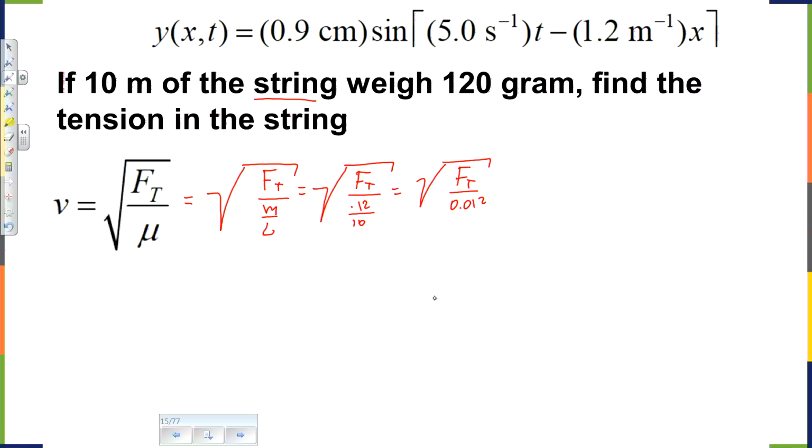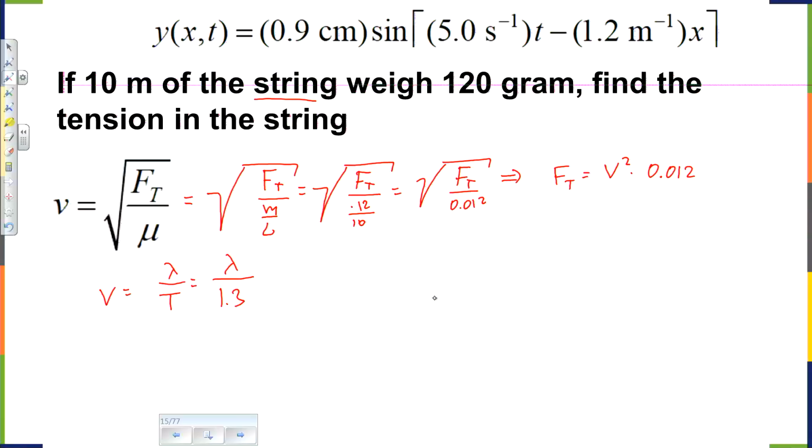0.012. So I guess we will have to solve it. So for the tension, that will be equal to speed squared times 0.012. But the speed is supposed to be equal to the wavelength divided by the period. And we know the period, it is what 1.3, right? 1.3 seconds. So how do we get the wavelength?